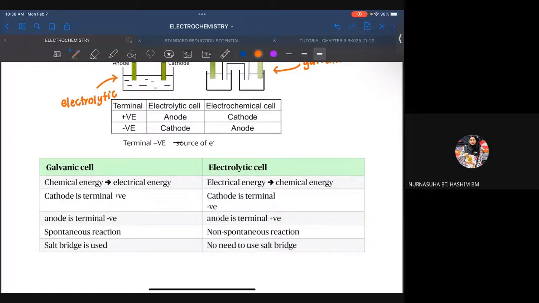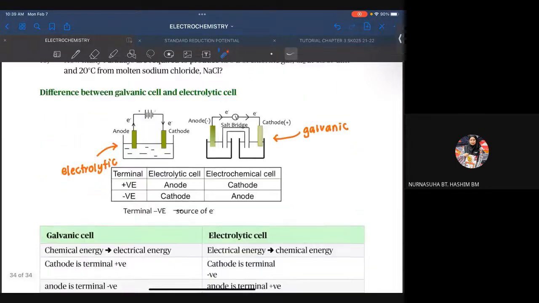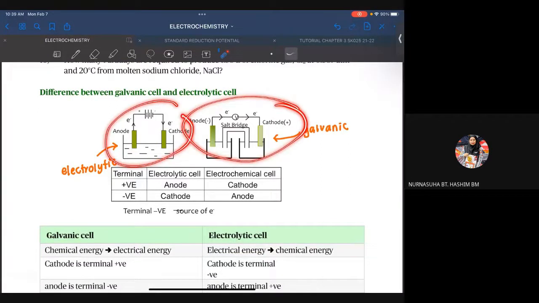Kalau galvanic, the process is from chemical energy towards electrical energy. So the reaction is spontaneous. So compared to electrolytic cell, the process needs electrical energy to produce chemical energy. So because of that, the reaction is non-spontaneous. Okay, so kalau kita tengok untuk electrolytic cell ni tidak ada salt bridge lah. Okay, galvanic ada salt bridge. So we expect you guys to know how to write down the cell.